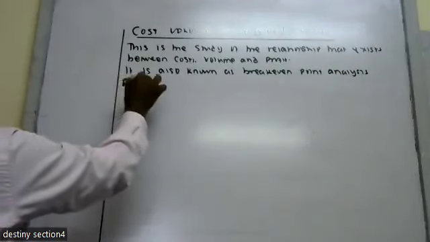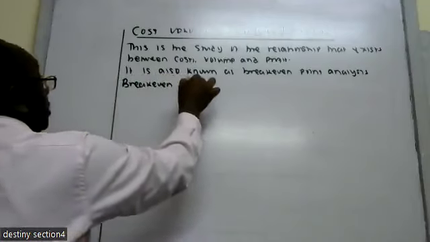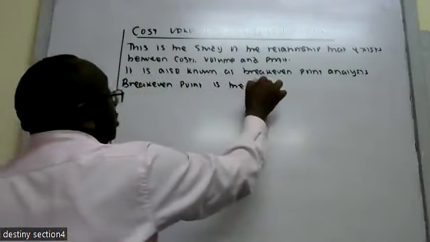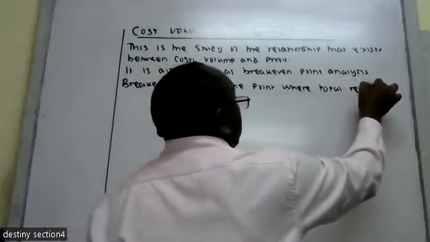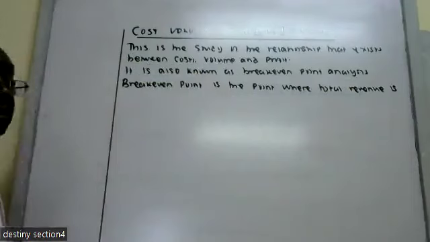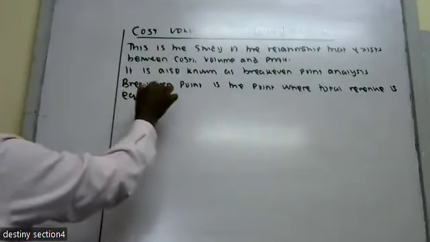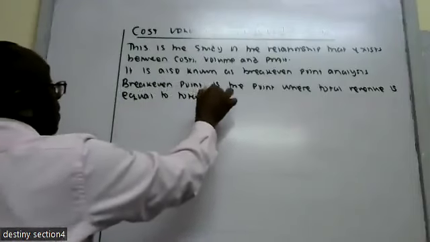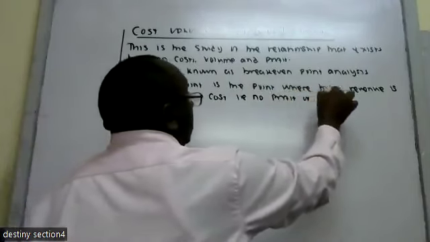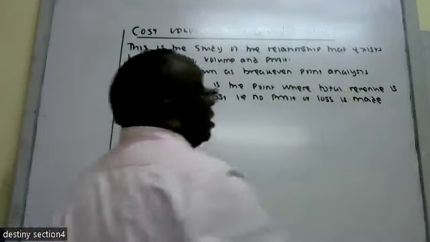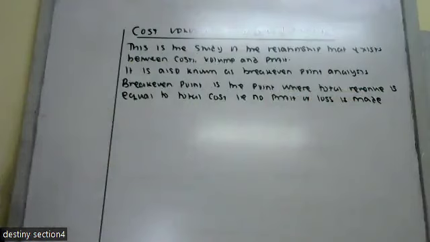Now, break-even point is the point where total revenue is equal to total cost. That is, no profit or loss is made. That is what we call break-even point. It's the point at which total revenue is equal to total cost. Therefore, there is no profit or loss that is made.